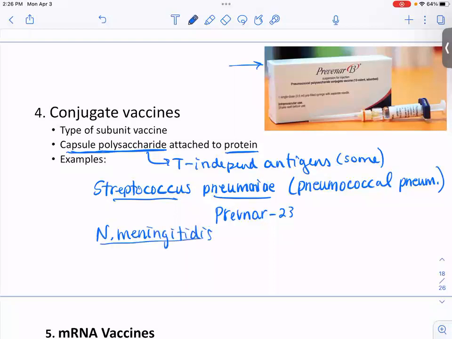Okay, we're going to talk about the Neisseria hopefully in a couple of weeks. Sometimes that's called meningococcal pneumonia. And we'll talk about that vaccine, but again, it's a vaccine to the capsule. The other one that we talked about is the Haemophilus influenzae capsule, which is a T-independent antigen along with the Neisseria meningitidis. So, okay.